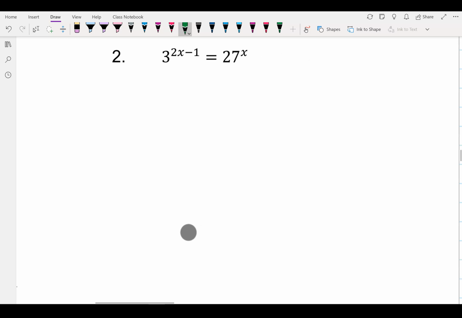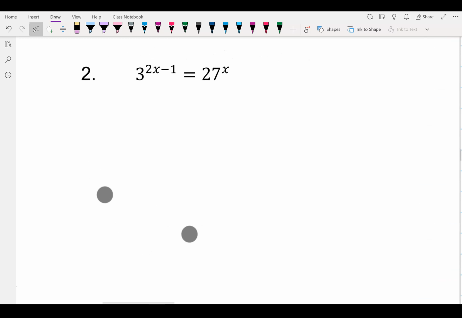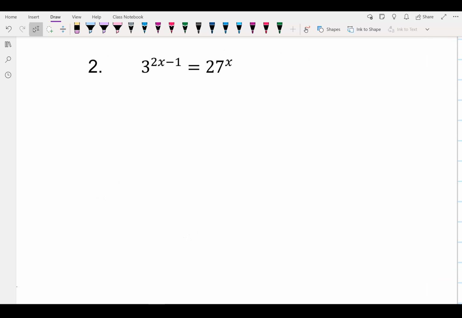Number 2 is a little more involved, although I wouldn't say it's difficult, just, again, a little more involved. The problem is we've got exponents in the powers, but the bases are not the same.